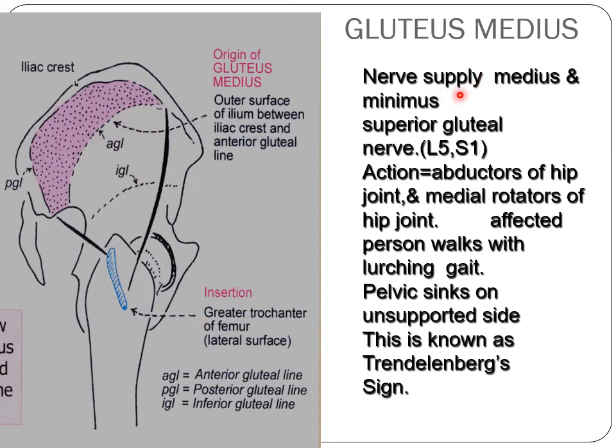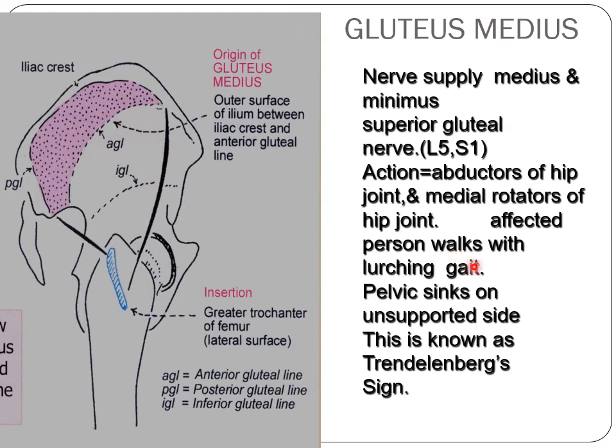Its nerve supply: medius and minimus are supplied by the superior gluteal nerve. Only gluteus maximus is supplied by the inferior gluteal nerve. The rest of these three muscles, including tensor fascia lata, gluteus medius and minimus, are all supplied by the superior gluteal nerve. Its action is abductor of the hip joint and medial rotator of the hip joint.